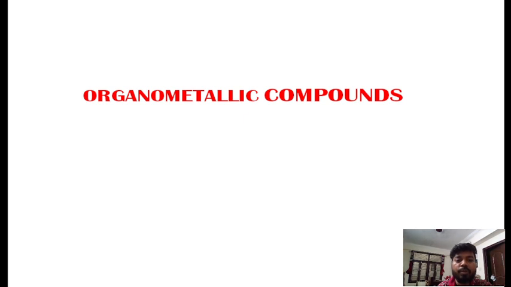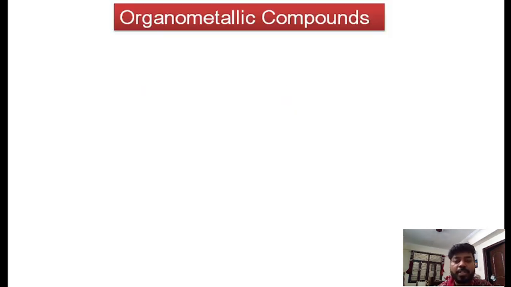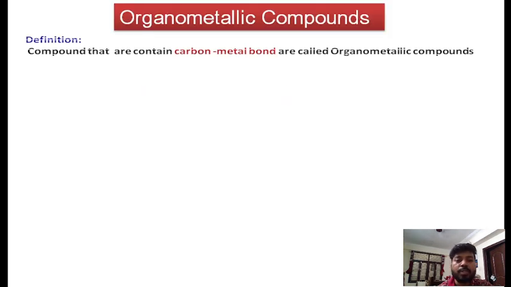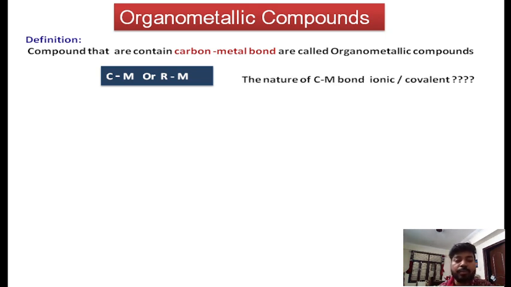Today I want to introduce the topic organometallic compounds. What are these organometallic compounds? Definition: these compounds contain carbon-metal bonds, or a metal is directly bonded with a carbon atom. You can see carbon is directly attached to the M. The alkyl group is directly attached to the M.